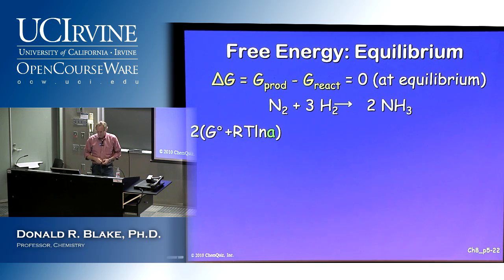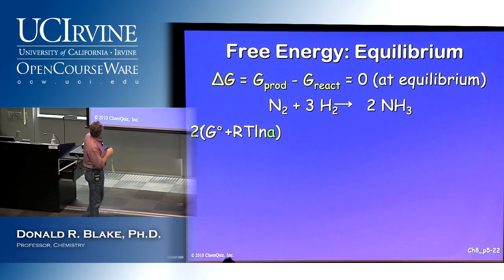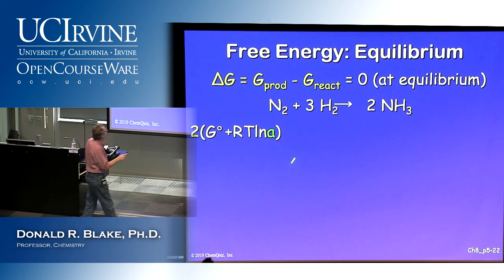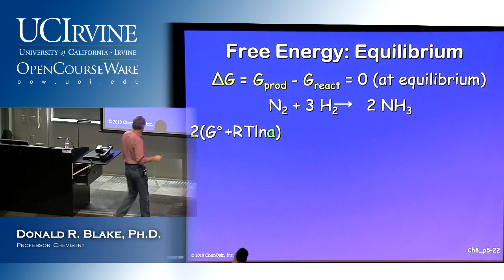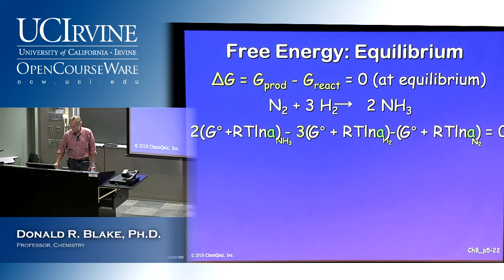So, delta G, products minus reactants, okay? We've got... So, the products is this side. So we've got, the products is going to be 2 times the standard G plus RT log A, and then it's going to be minus the reactants. Okay, so you're going to get 2 more of these things up here, okay?